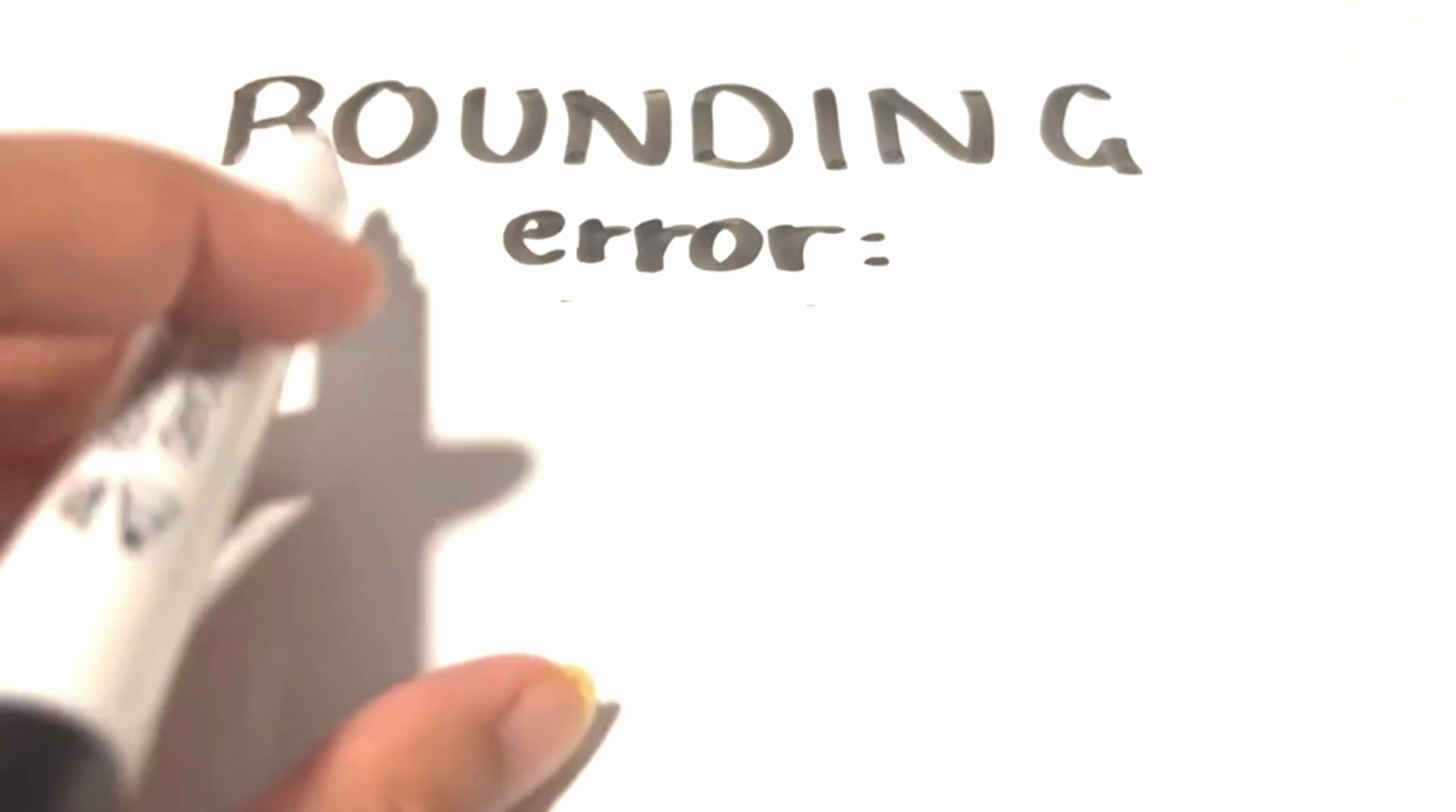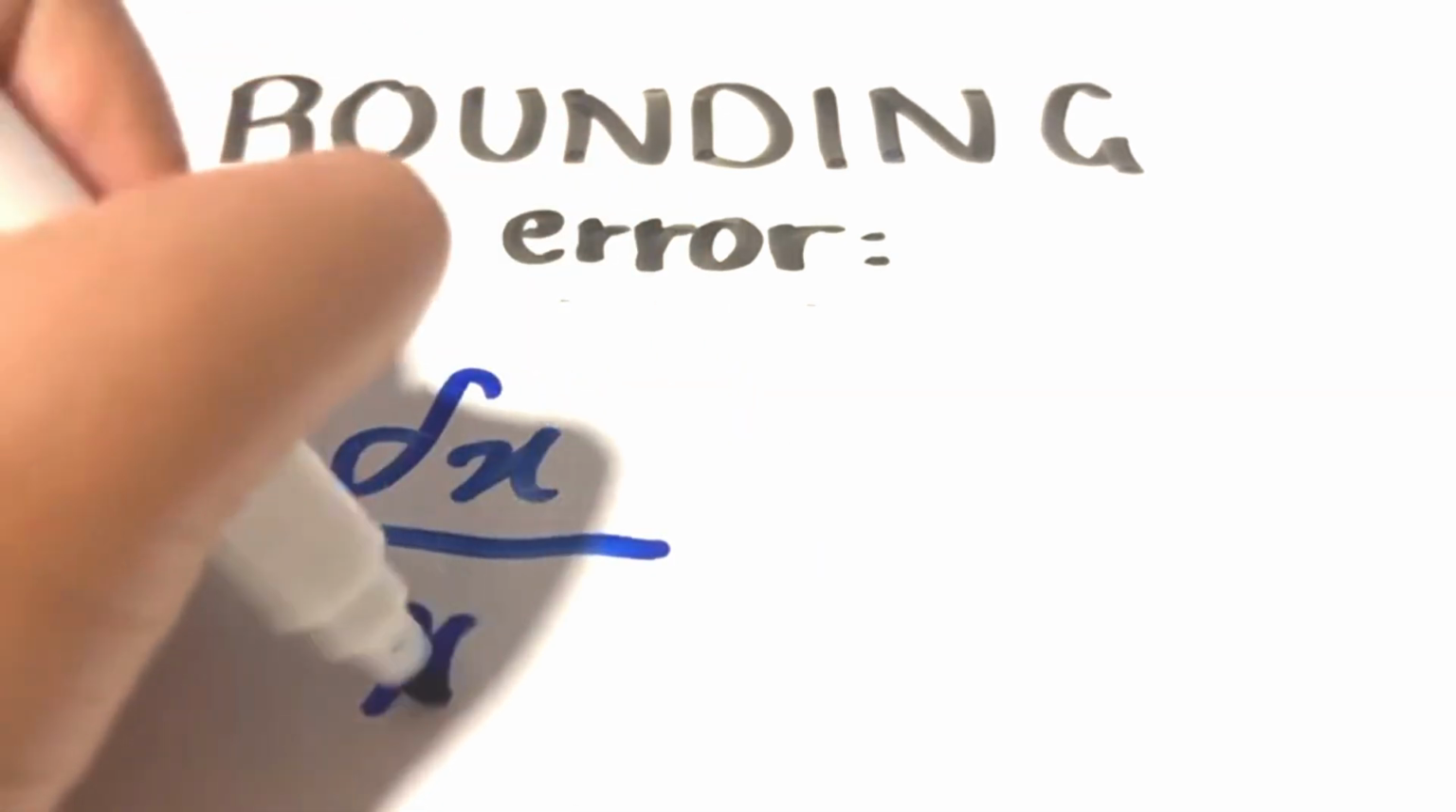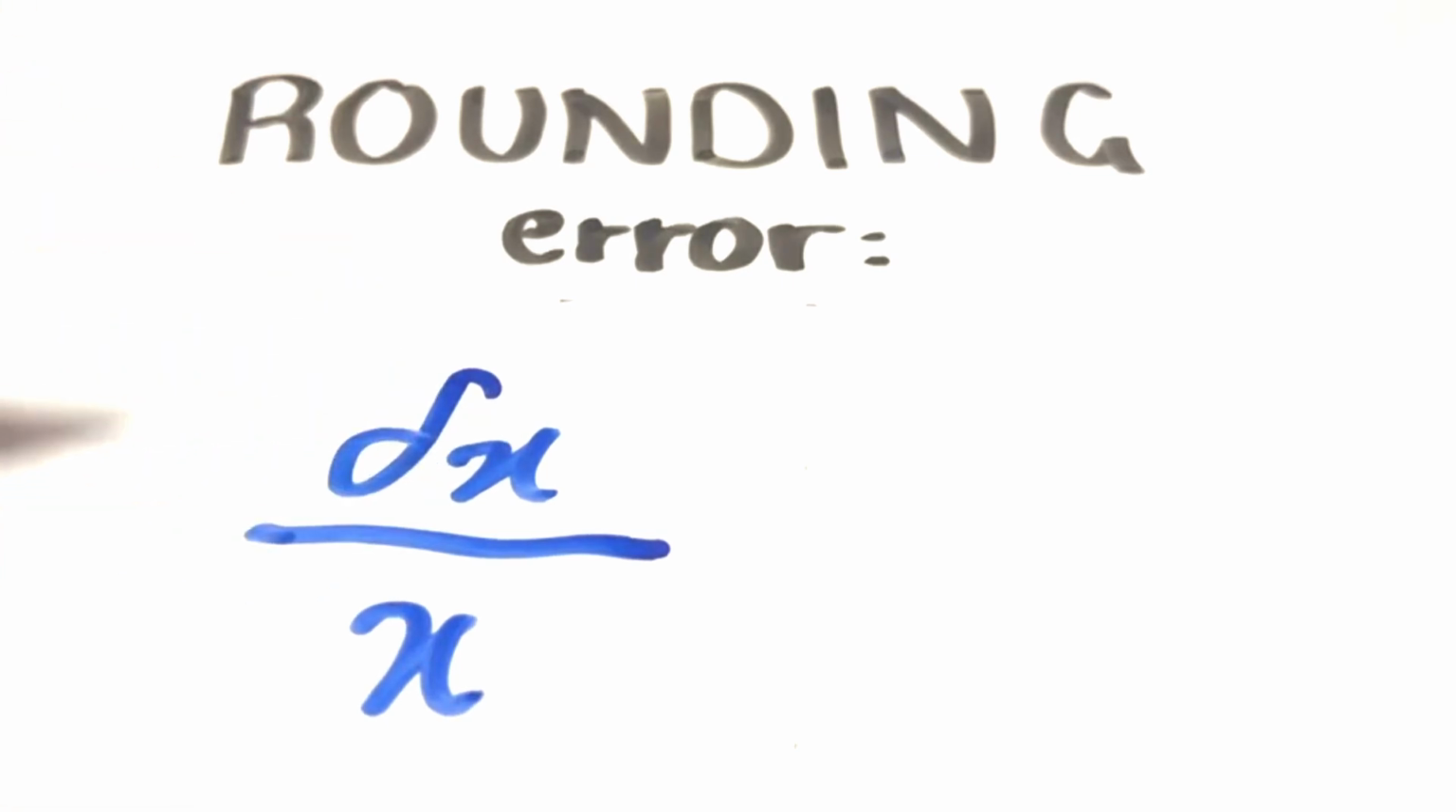Now let's look at relative error. Now, to start with, the formula for relative error is dx, which is absolute error, divided by the true value, and that is going to be our relative error.